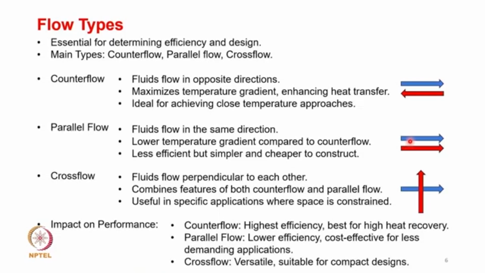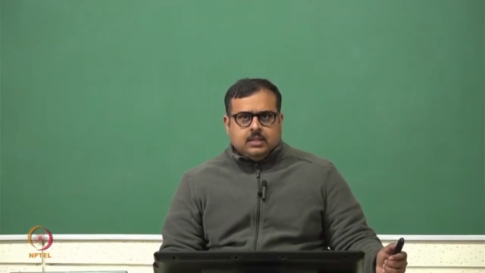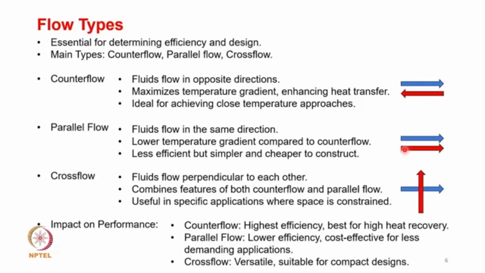Now the next type of flow is parallel flow, also known as co-current flow. Here you can see both the fluids, the red stream and the blue stream, are in the same direction. Compared to counter flow, the temperature gradient that you can achieve is much lesser, and as a result the operation of parallel flow is less efficient. The advantage, however, is its simplicity and inexpensiveness to construct.